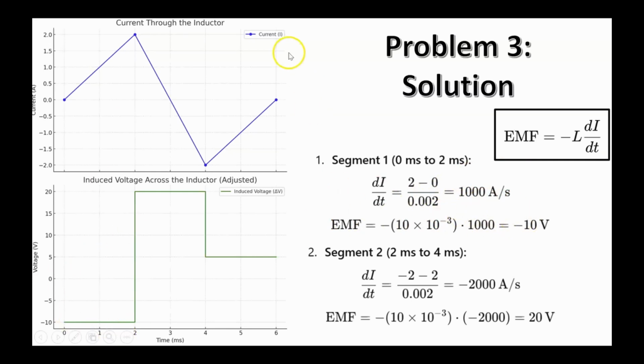In segment 2, the current is decreasing. It goes from 2 amps to negative 2 amps in 2 milliseconds. So di dt is negative 2,000 amps per second. The EMF across the inductor is positive 20 volts. And we draw positive 20 volts here. And I'll let you work out segment 3 on your own.